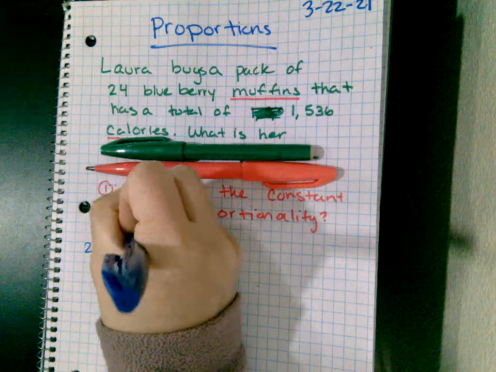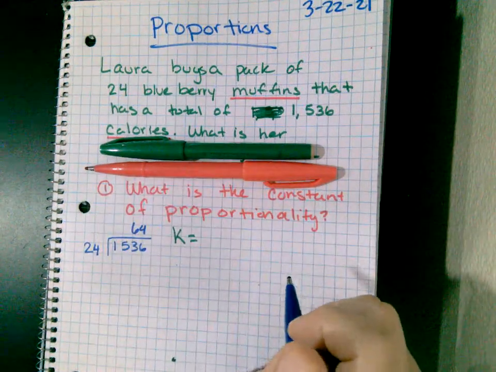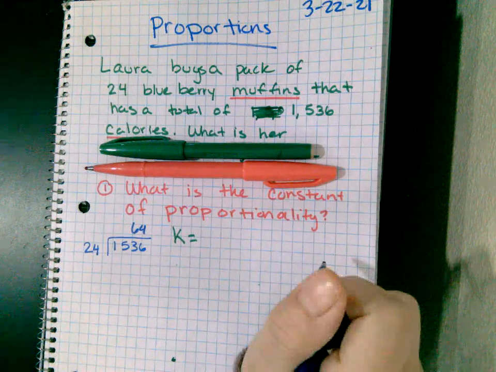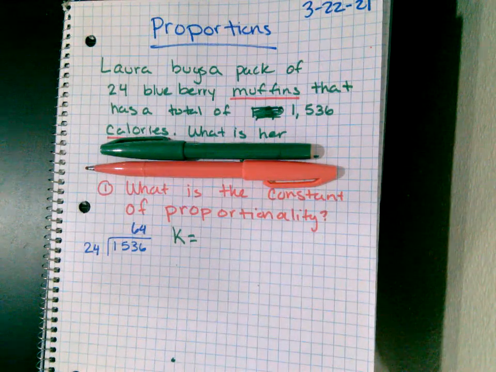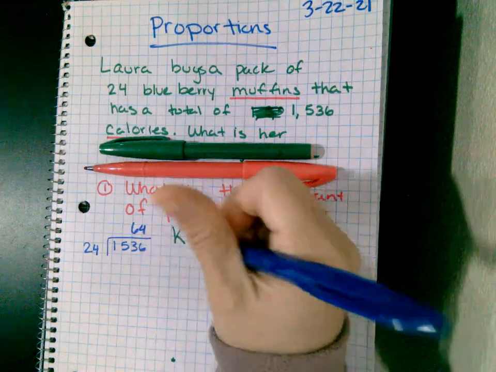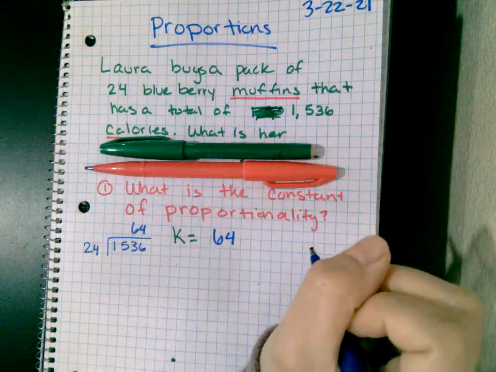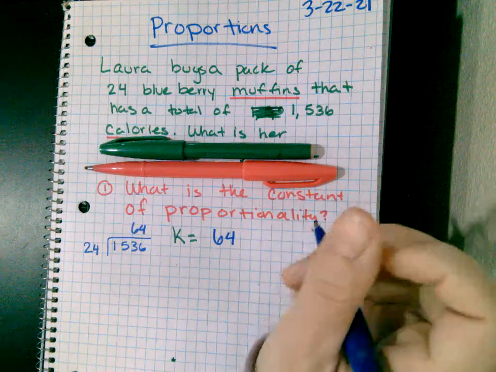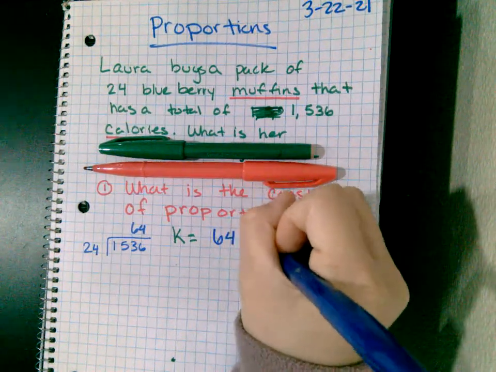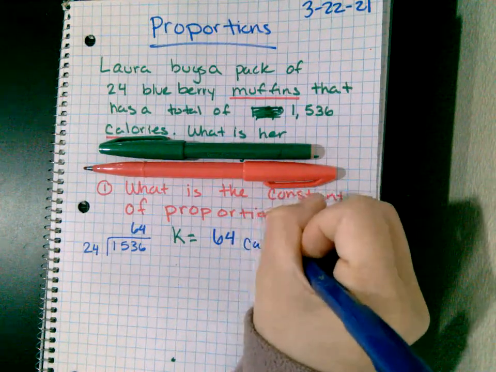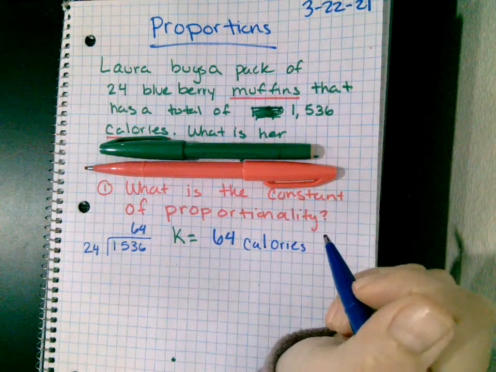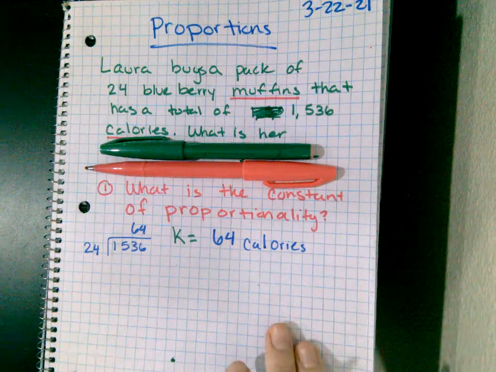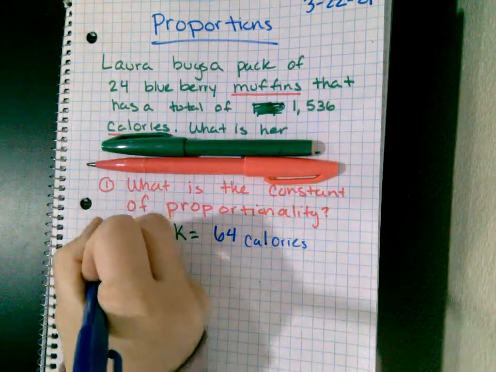Yes, 64. What does that mean? 64 what? 64 muffins or 64 calories? What did we just solve for? So K is 64 muffins or calories? The correct answer is calories. So we have 64, yes, thank you, Belen, 64 calories per muffin. Okay? So question number 2.